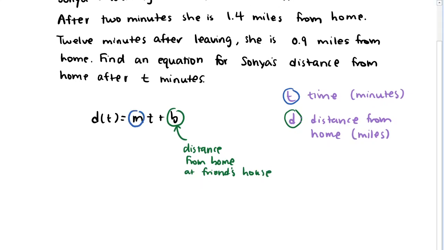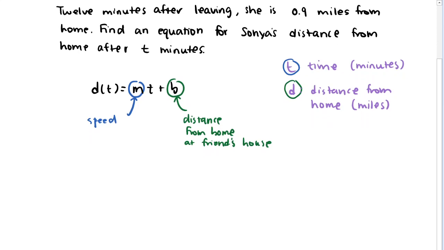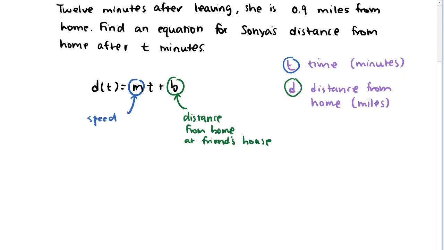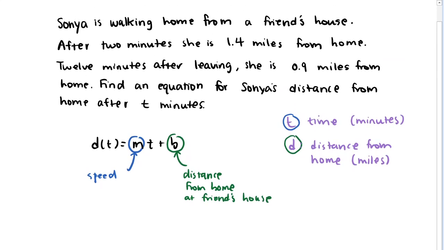And here, this is sort of her rate of change of distance over time. It's how fast she's walking. Really her pace, her speed. And so here, how do we compute this rate of change? Well, we take these two pieces of information.